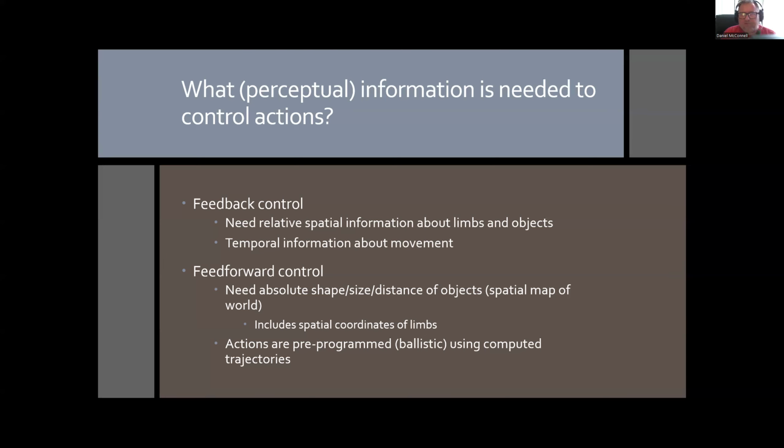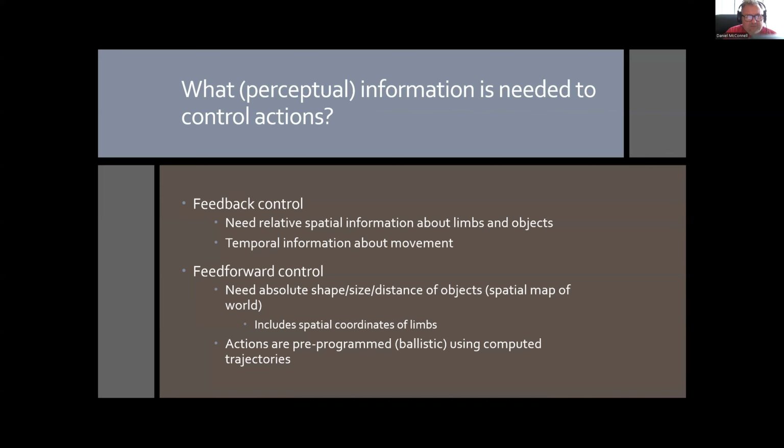So I want spatial information, I want temporal information about how the reach is unfolding. But importantly, I just need relative spatial information, right? But note here, feed forward control seems to require something else. It requires absolute information, right? So if I'm reaching for something and I don't know how far away it is, how am I going to pre-plan that movement appropriately, right?